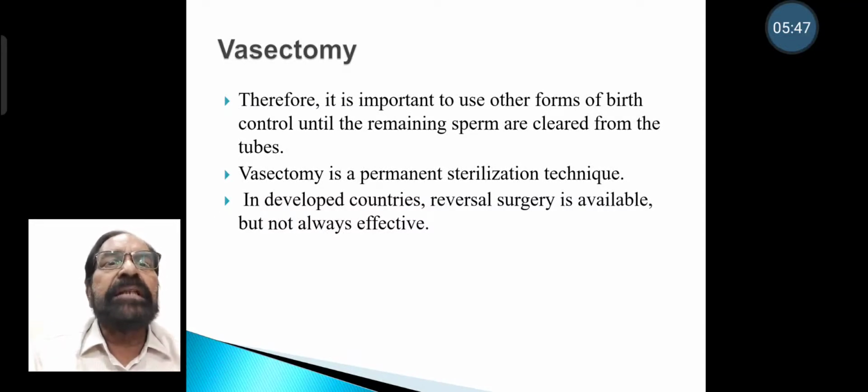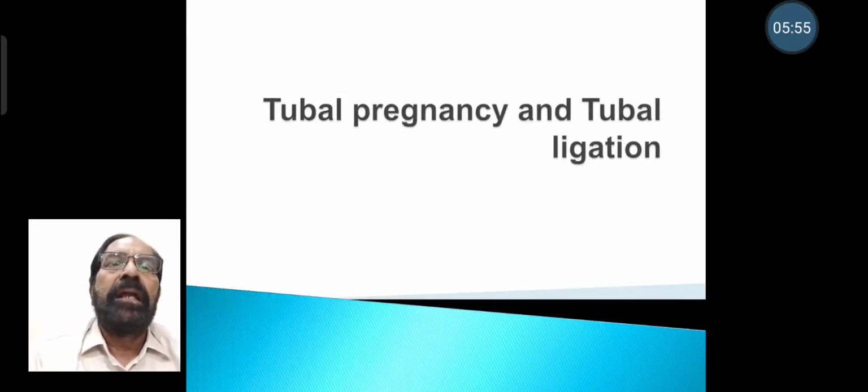Vasectomy is a permanent sterilization technique. In developed countries, reversal surgery is available but not always effective. Tubal pregnancy and tubal ligation.